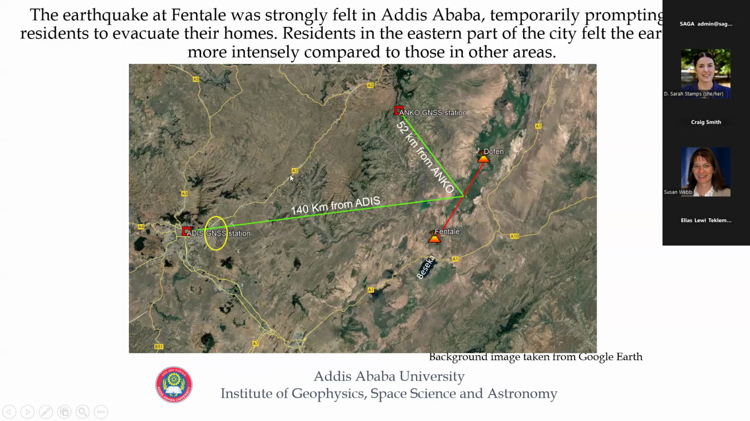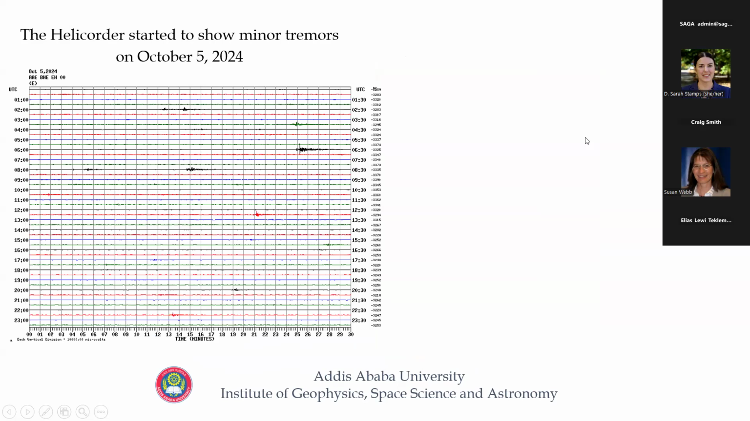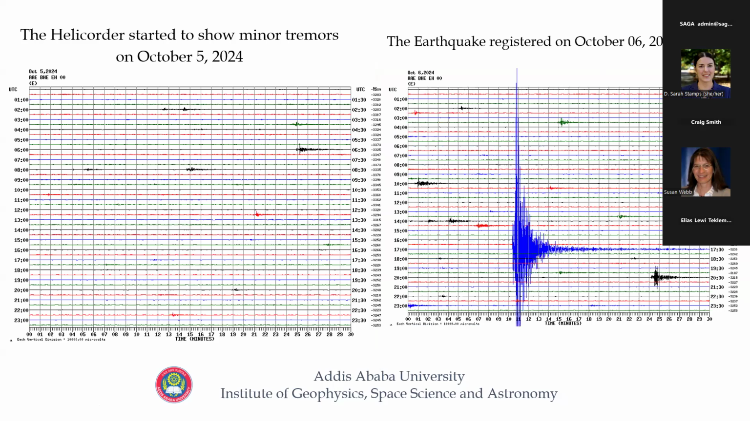So on October 5, 2024, everything, as you can see here, was quiet except small earthquakes coming here. And on October 6, 2024, about 8 o'clock local time in the evening, that is GMT plus 3, the people living in Addis Ababa felt the earthquake.